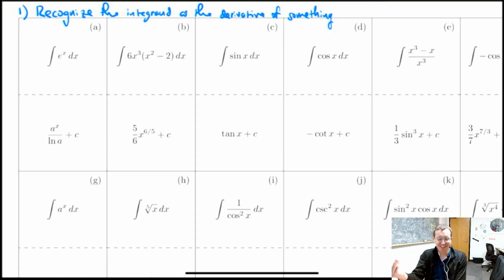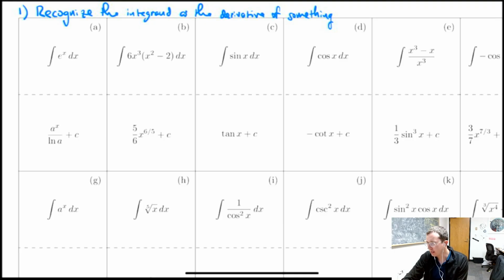But what I mean is when you see the integral of cosine of x, I see cosine of x and I just think, okay, what do I know whose derivative is cosine of x? Well, that would be sine of x. The derivative of sine of x is cosine of x, so the integral of cosine x is sine of x plus c.